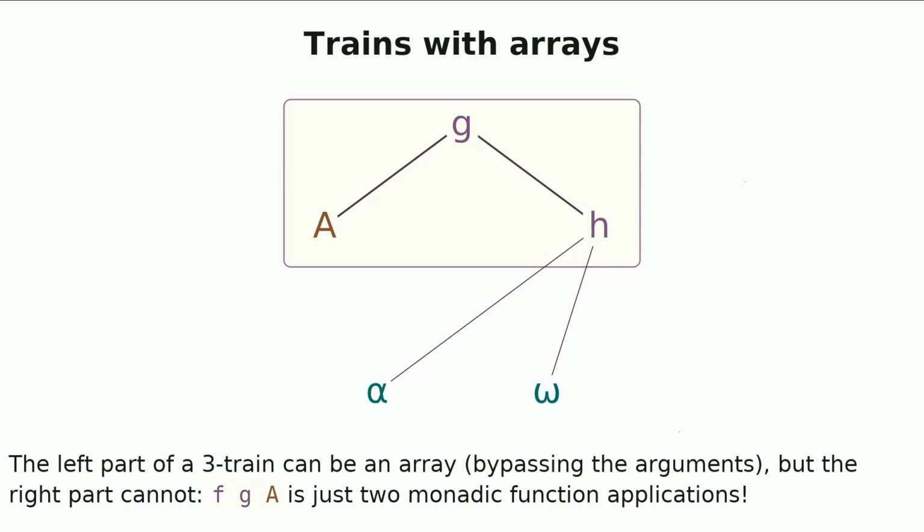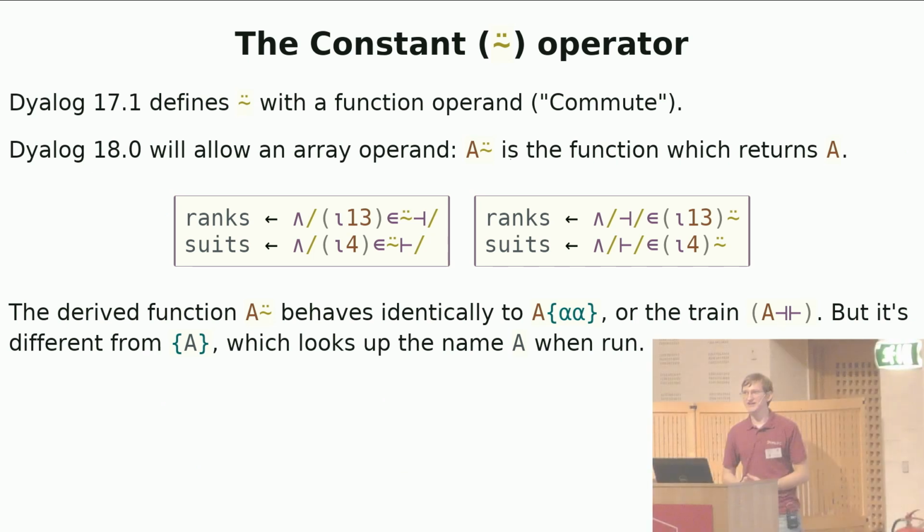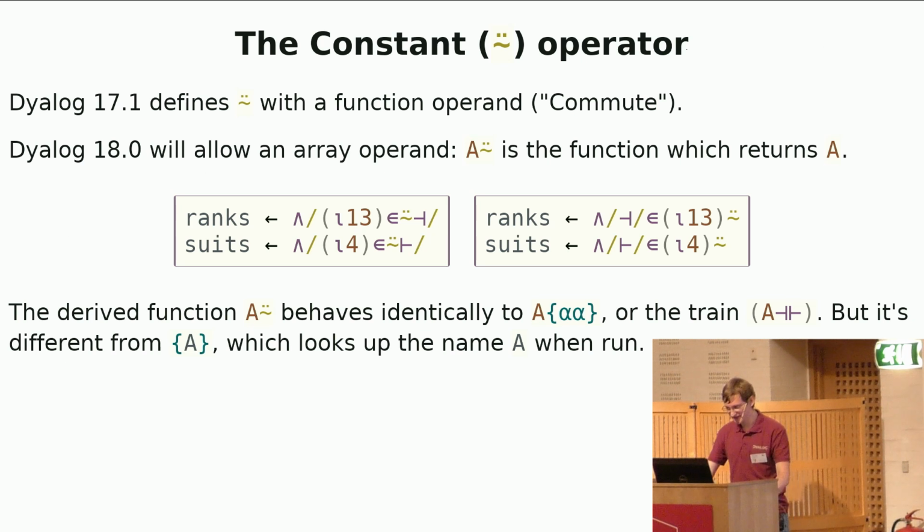So making it easy to just flip the arguments to this train is one of the things that one of our new operators enables us to do. And so finally, in APL, we have now introduced the simplest operator. It took us a while, but we got to the simplest one. This operator is called the constant operator, and it just takes an array and gives you a function that always returns that array. So you can even think of a train with an array left operand as implicitly calling the constant operator on that array.